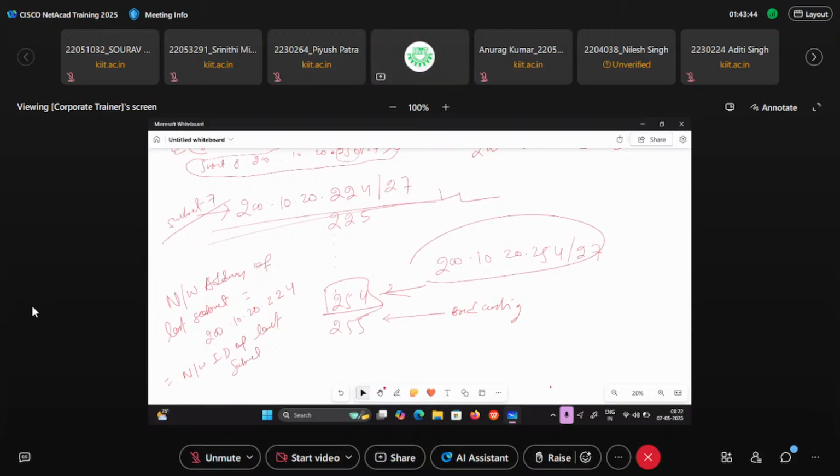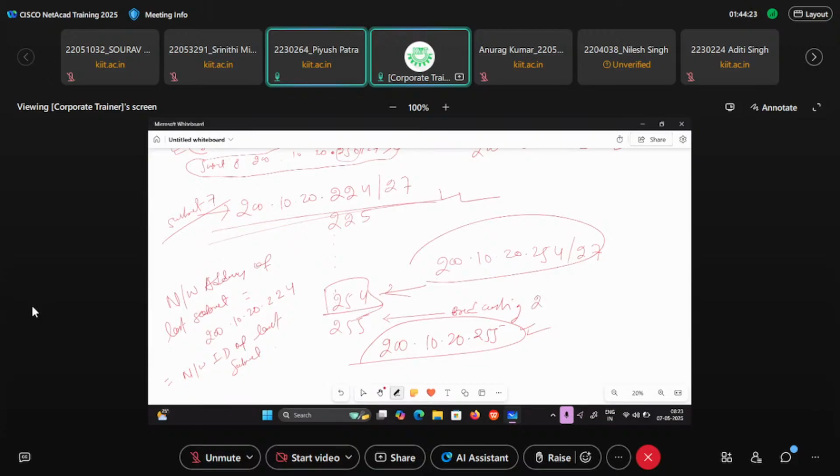Last IP of subnet 7 is 255. Remember this. 200.10.20.255, but that is not a usable IP. Just understand, first listen. So last IP of subnet 7 is what? 200.10.20.255. But if I ask you the question, what is the last IP for the host or last usable IP? If I ask last usable IP for the host, then what is your answer? Then you have to say 254.